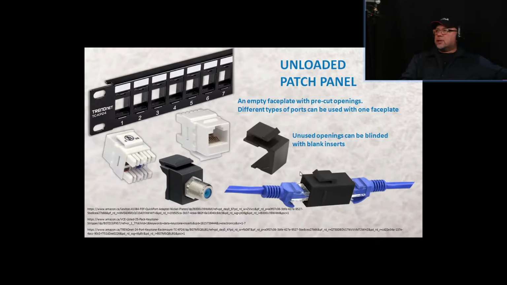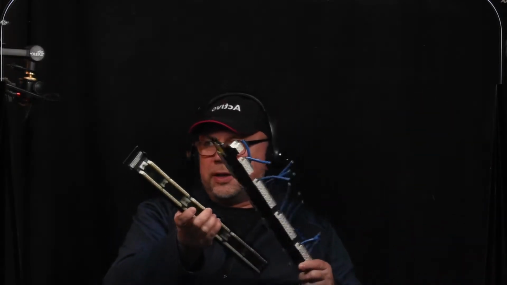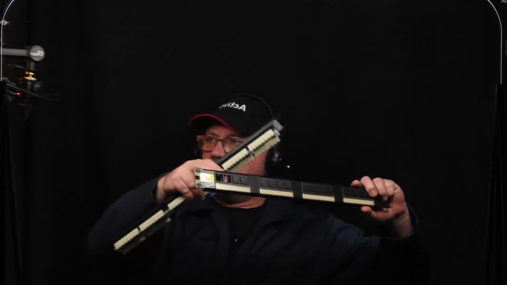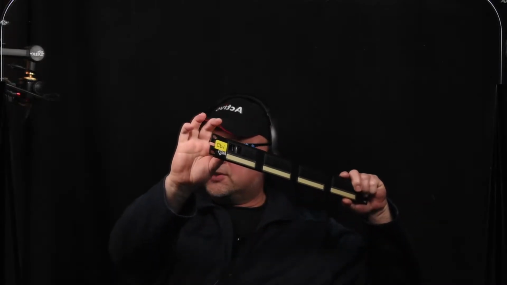Okay, so here's a coupler, and that can be snapped onto one of those openings. And if there are any ports that are unused, for aesthetic purposes you can just blind them by using blank inserts. Okay, so here's an example of a loaded patch panel, and here would be an example of an unloaded patch panel. And here are a couple of empty ports right here, because I just took them out. And this one here is just about to be inserted.